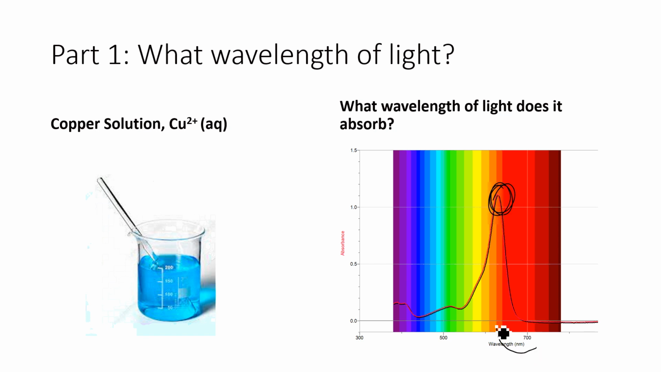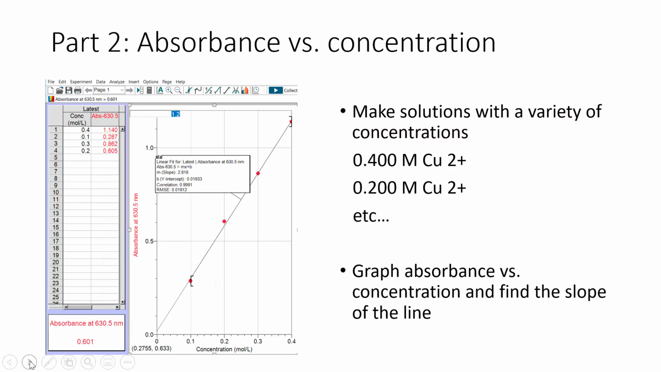And when we looked at it in more detail, that was at around 630 nanometers. And that turns out to be orange light. So it turns out a blue solution absorbs orange light really well, and that's about 630 nanometers. So then our next step is we set our machine at 630 nanometers. So we set this fixed wavelength.